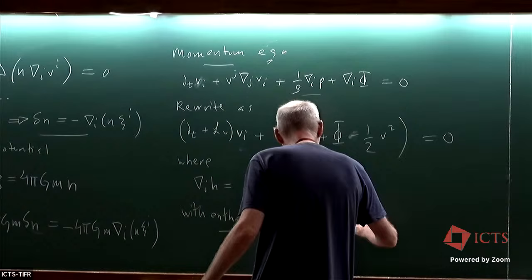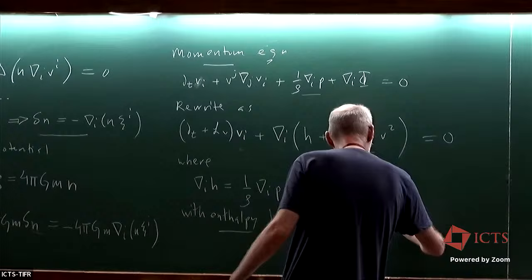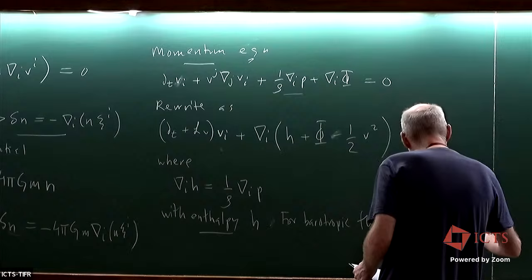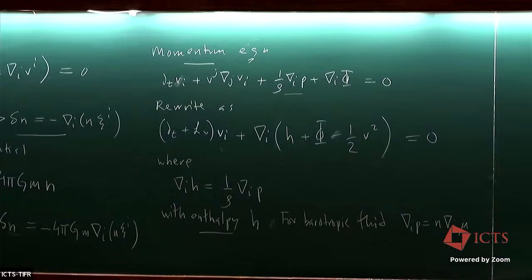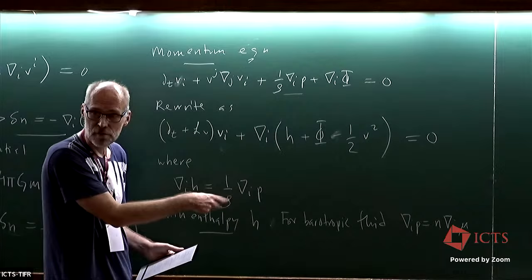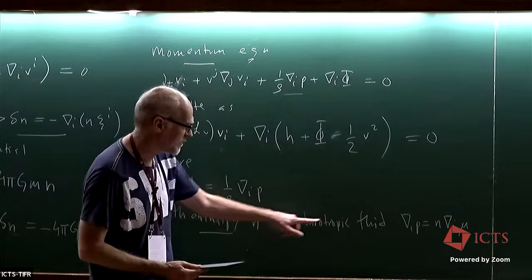Where a single component, we had grad P over rho, which was in grad mu, right? But this was the chemical potential, right? And now you can see the only difference here is that I have an m instead of a rho. It's just a particle mass, right? So this enthalpy is really, in the single fluid, just the chemical potential scaled with the mass, okay?